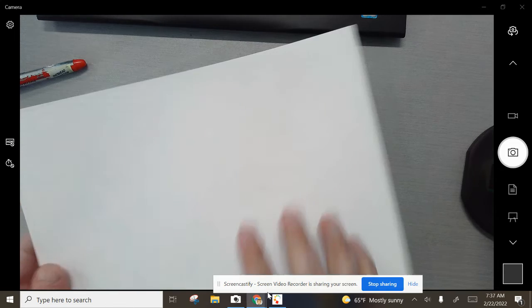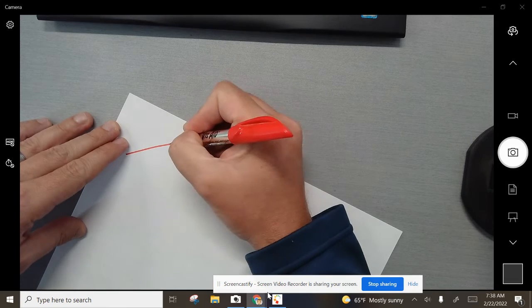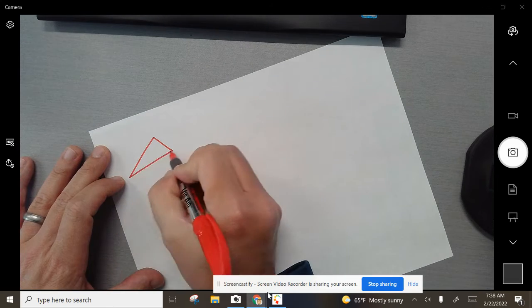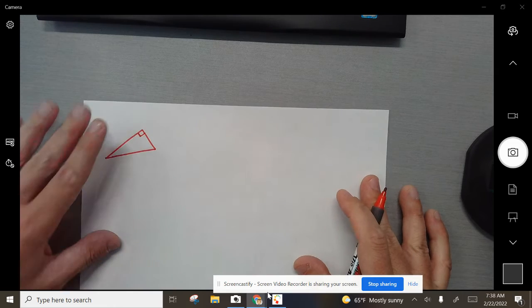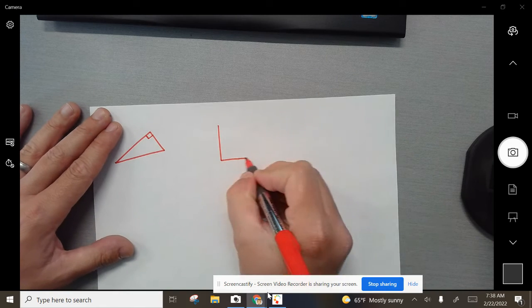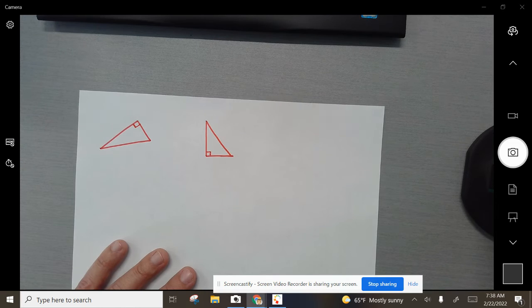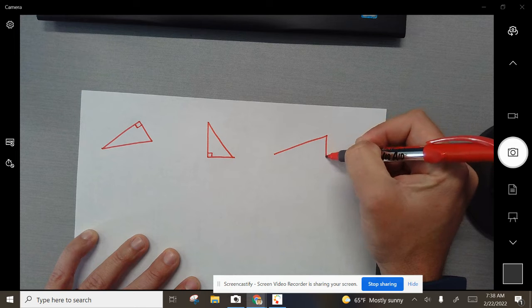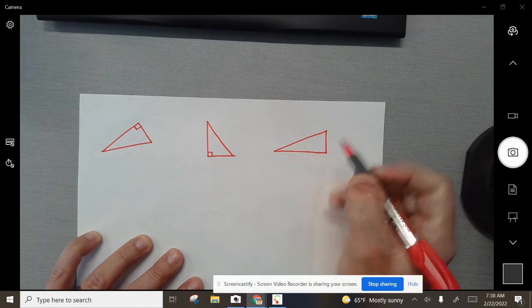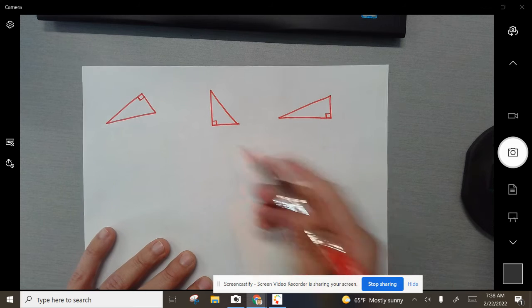I want you to flip this paper over, okay? And I want you to go ahead and draw me a triangle. When I say draw me a triangle, I want it to be a right triangle. Go ahead and draw me a right triangle here. We'll draw another one like this. You know they're right triangles because you can see the L, right? You can see where that L is, and let me draw one more. You know they look different sizes and different positions orientation wise, but they're still right triangles, okay?